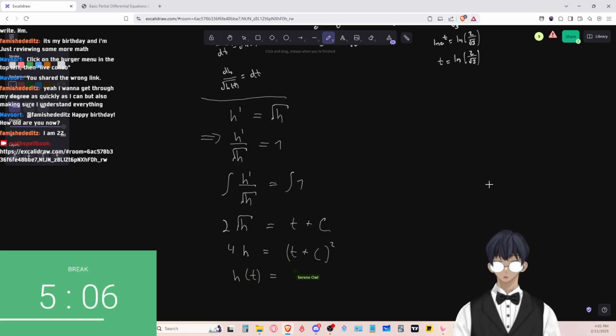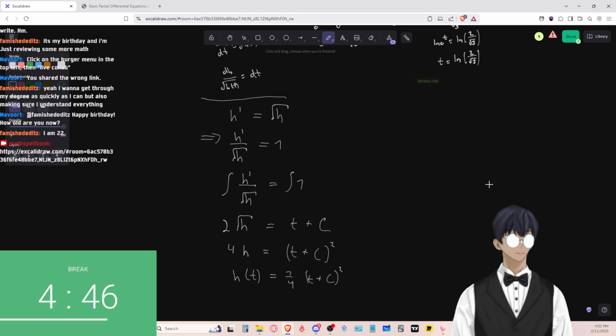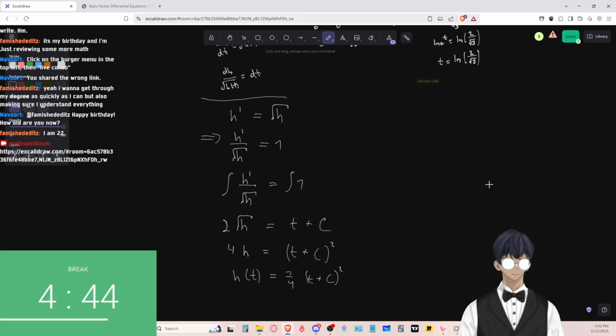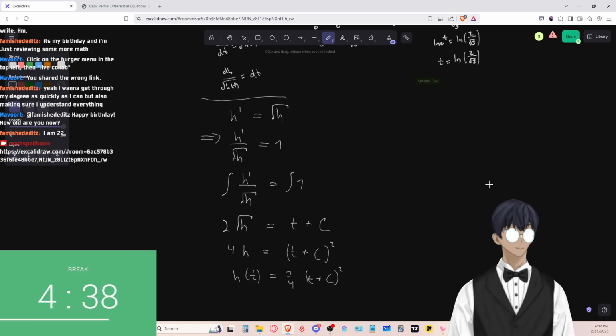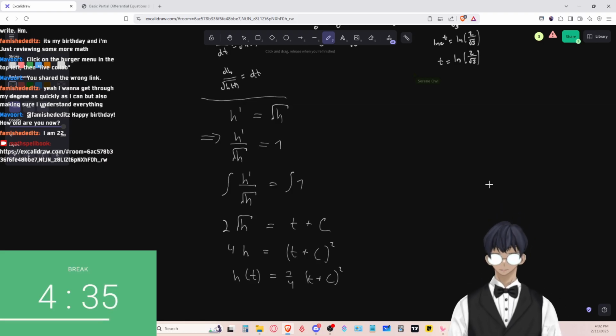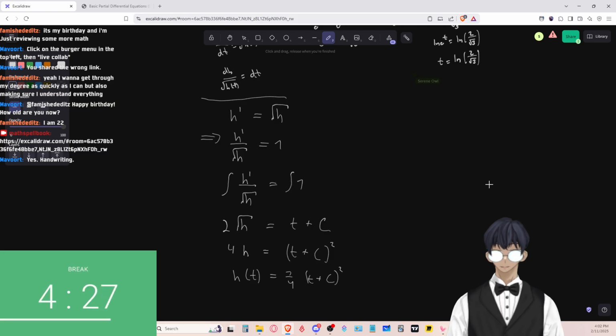Oh, I see what you're doing. So I'm guessing that is supposed to be a 1 over 4, right? Because I see you put 1 on the other side for the integral. So I'm guessing that's supposed to be 1 over 4. No, it's okay. Now I see what you mean.